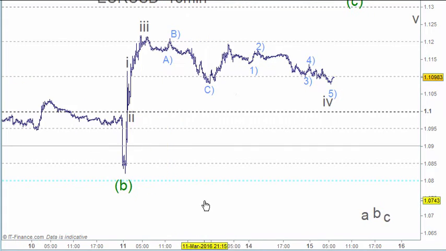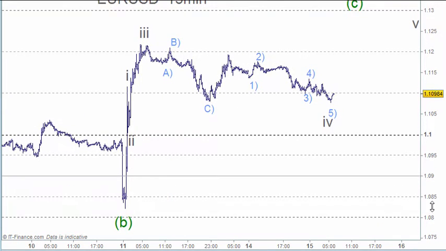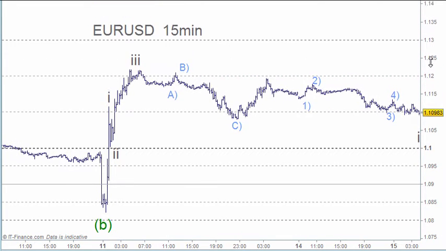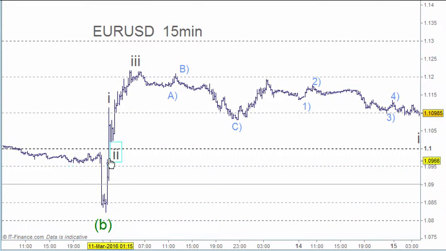As I probably would have mentioned yesterday, I can count 5 waves up to this point here for wave 1, and wave 2 here, and then wave 3 here. So I was looking for a wave 4 and a wave 5 back up into this number here.